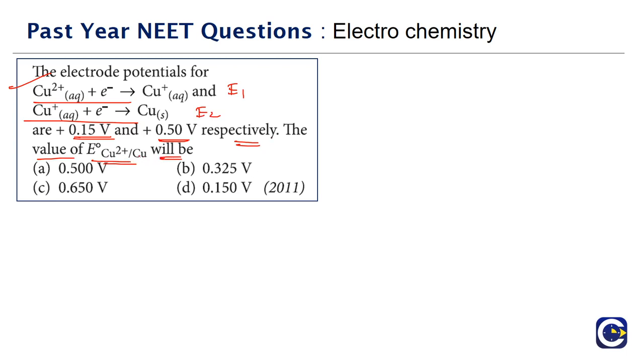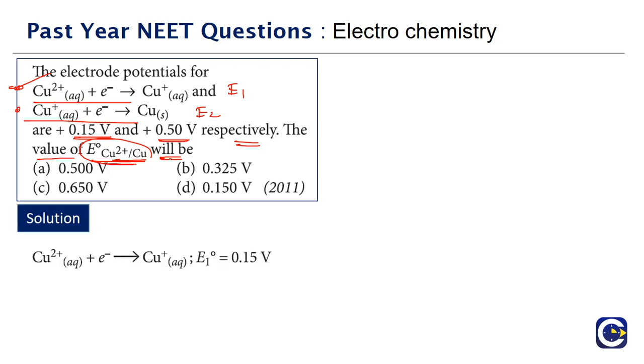So if you look at this, we have two equations given, and there is an unknown equation, or we can also call it a cumulative equation, because by making a combination of the given equations we can arrive at this reaction. What is this? Cu2+ becoming copper. We need to find what is the E0 value for this particular reaction step.